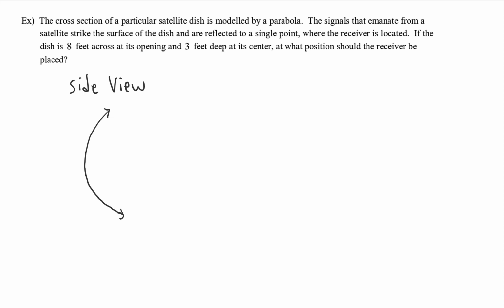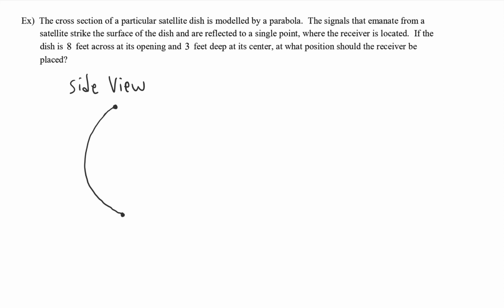Now, it'd be a satellite dish, so it wouldn't go on forever in both directions. It would actually terminate somewhere. So that's the side view of the satellite dish. The signals that emanate from the satellite strike the surface of the dish and are reflected to a single point where the receiver is located.